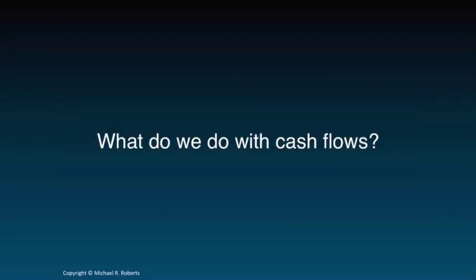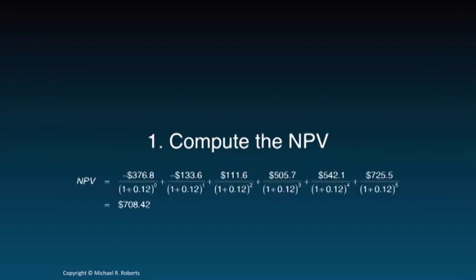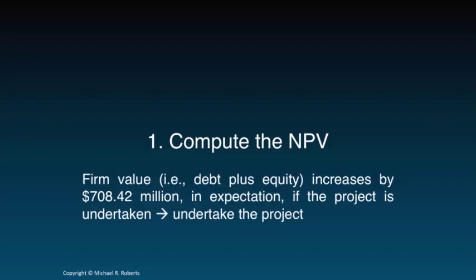So what do we do with our cash flows from last time? One thing we can do is we can compute the NPV. And I'm going to assume a discount rate of 12%, that is R equals 12%. And if we do that and apply it to our free cash flows that we computed in the last lecture, what we're going to see is that this tablet project has an NPV of $708.42 million. Not bad. What that means is that firm value, debt plus equity, is going to increase by $708.42 million in expectation if the project is undertaken. So from a decision-making standpoint, undertake the project.